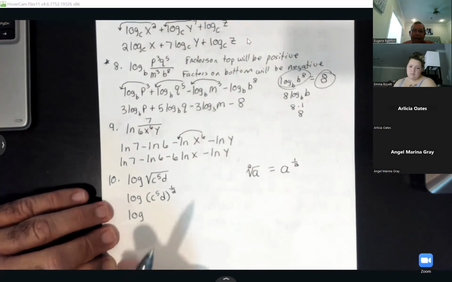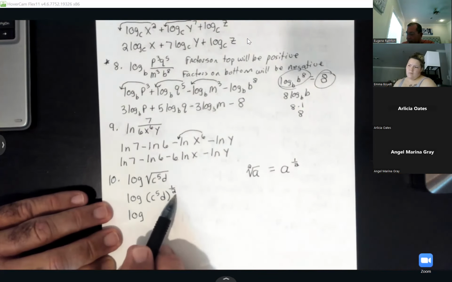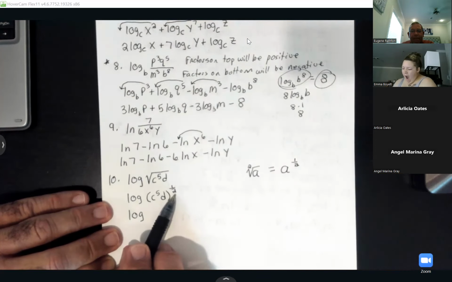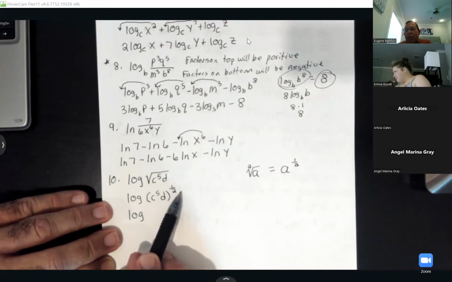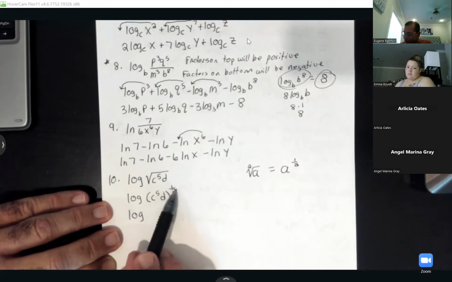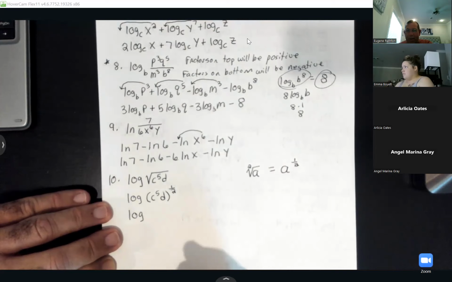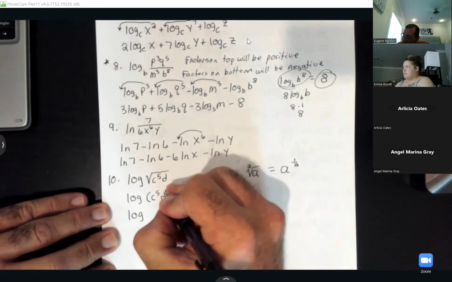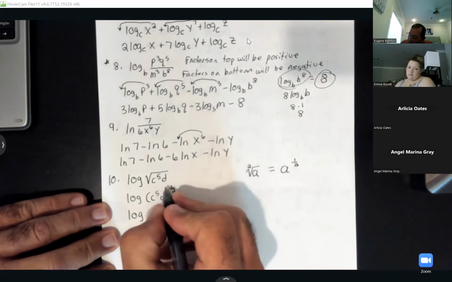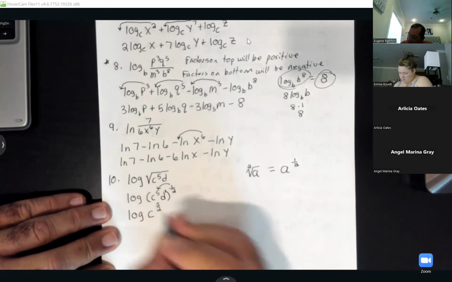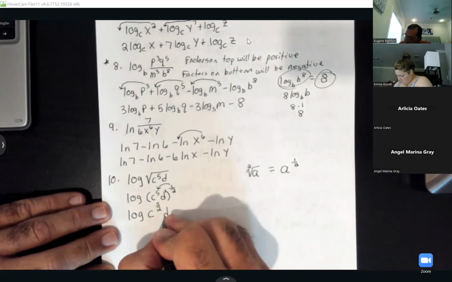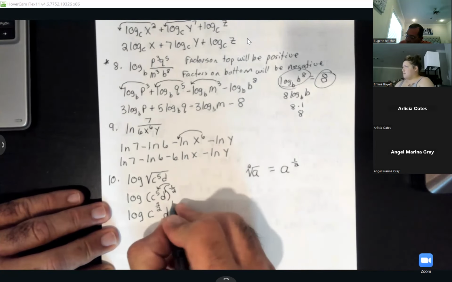Now, before I rewrite as logs and stuff, I've got to take care of this exponent. So when I had an exponent raised to an exponent, what did I do to those exponents? You multiply them? I multiplied them for sure. So the D, I'm going to treat the D like it's got a 1 there. So let's see. On my C, 1/2 times 5 is 5/2. On my D, 1/2 times 1 is 1/2.